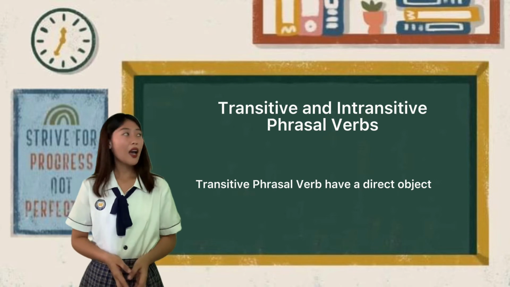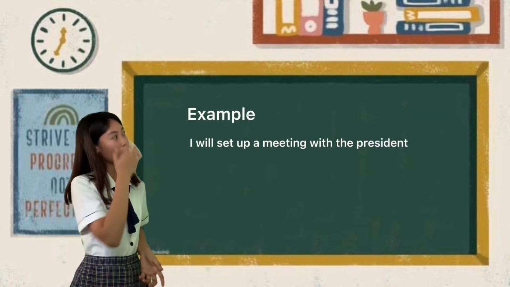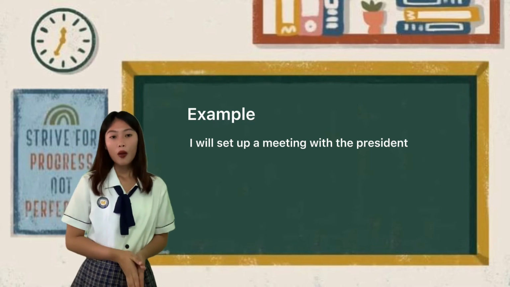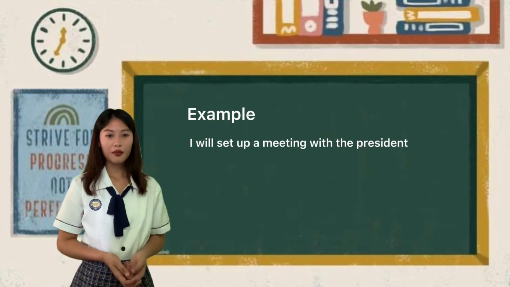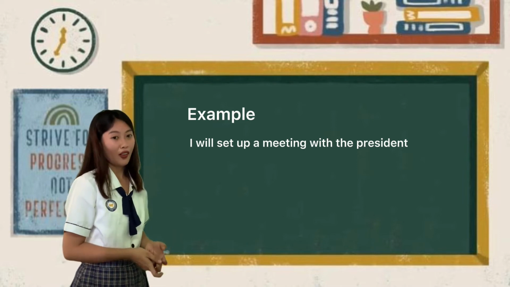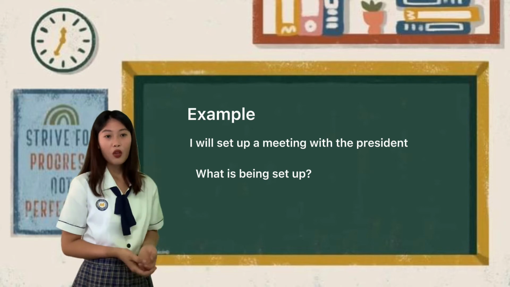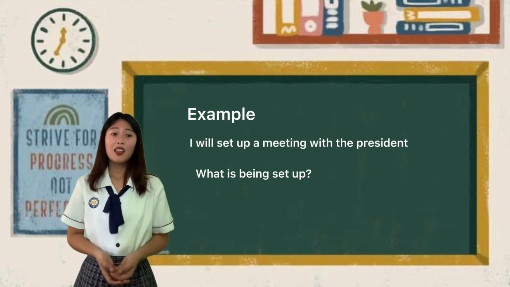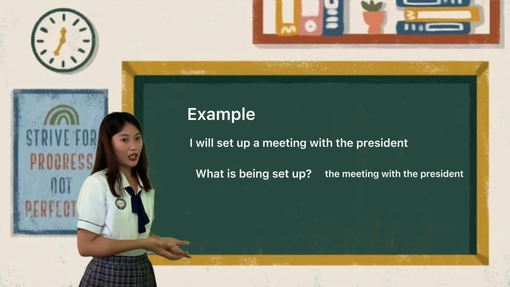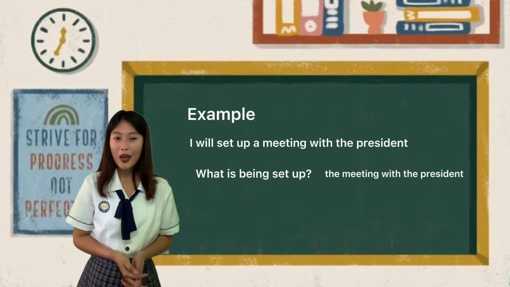I have here an example. I will set up a meeting with the president. You're going to find the direct object. To find the direct object there, you have to ask the question, what is being set up? So what is being set up, students? Yes, the meeting with the president. So the direct object there is the meeting with the president.